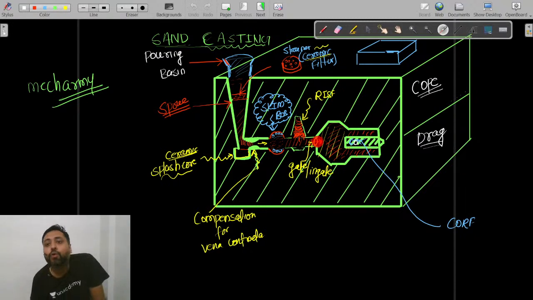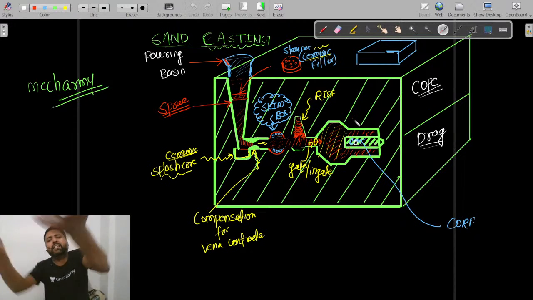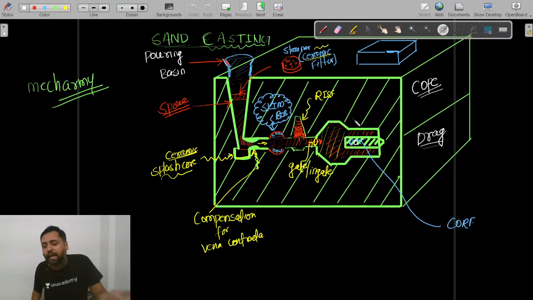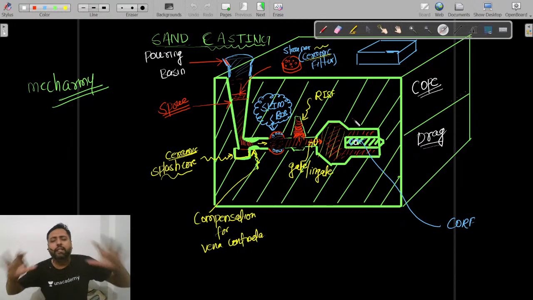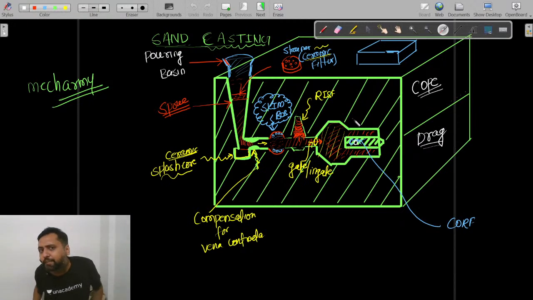This gate is closed, isn't it? So even though molten metal is here in the riser, that molten metal cannot come back and cannot compensate for shrinkage. So what we do, we know that lengthwise 2 mm contraction happened, widthwise 1 mm contraction happened, thickness wise 1 mm contraction happened. So why not make the cavity itself lengthwise 2 mm larger, widthwise 1 mm larger, thickness wise 1 mm larger, so that even though it contracts, the casting comes to its original size.